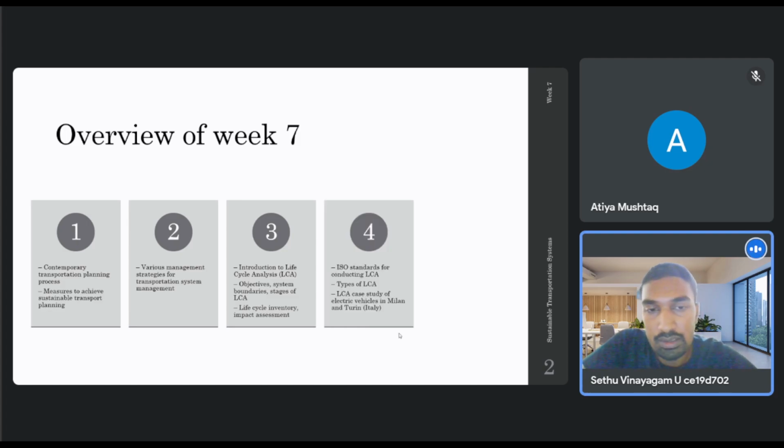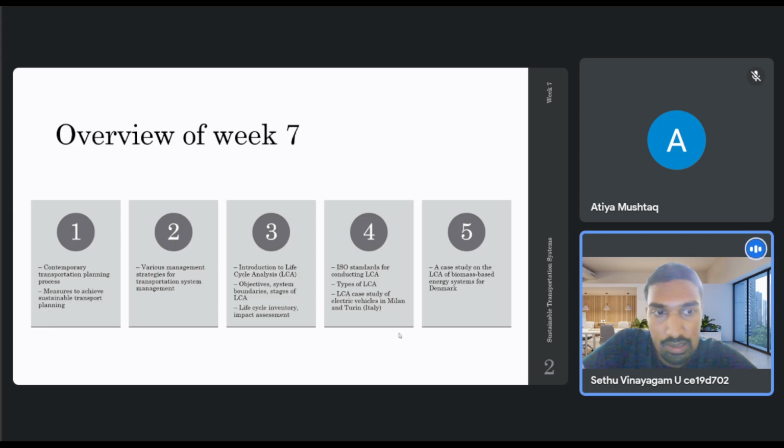In the fourth lecture, we looked at the different ISO standards that are given for conducting LCA. The different standards talk about different phases or stages, and they give the specifications for conducting the LCA. We looked at 3 different types of LCA, and then finished with a case study on electric vehicles in Italy. The fifth lecture was also another case study for LCA, but this was for a biomass based energy system in Denmark. So these were the concepts covered in week 7.